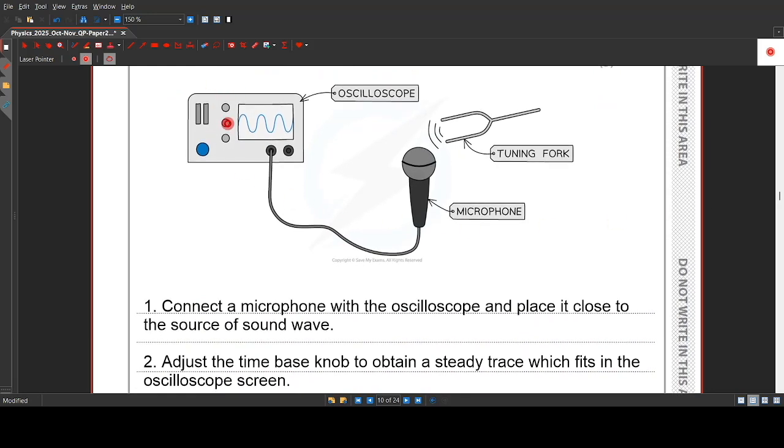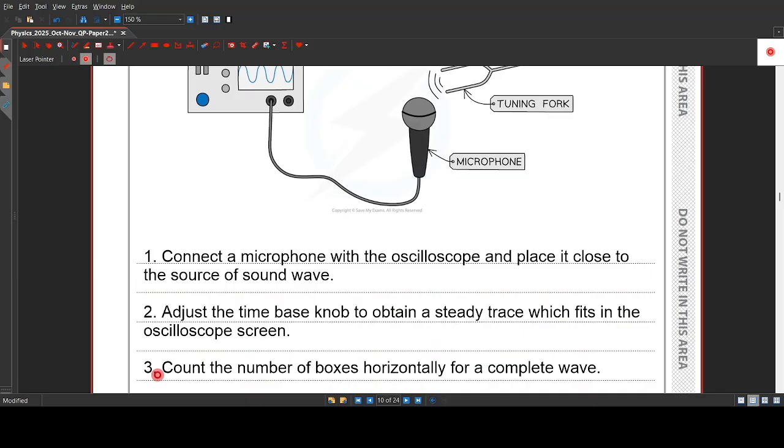So one of the knobs is the time-base knob. We're going to adjust the time-base knob so that we can adjust the trace that is being presented on the oscilloscope screen. We're going to keep adjusting the time-base knob until we obtain a steady trace which completely fits our oscilloscope screen. After that, we're going to count the number of boxes horizontally for a complete wave.